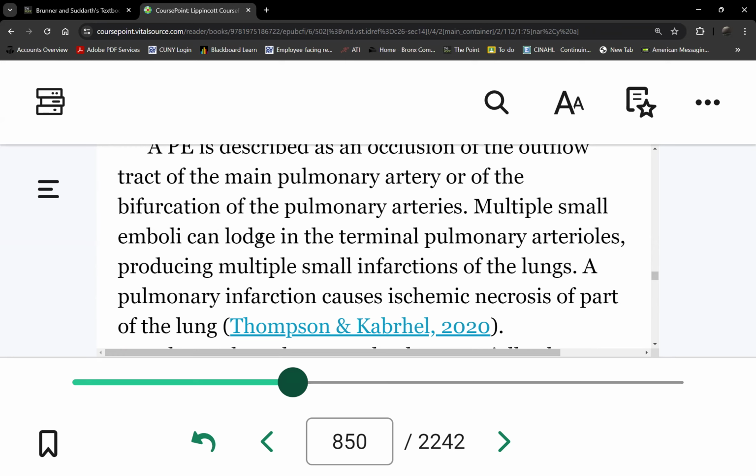Because the lungs are actually perfused by the bronchial arteries, which arise from the descending aorta. So the lungs do not get perfused via the pulmonary arteries. They are perfused via the bronchial arteries. Okay, so that's the reason. So can pulmonary infarction occur? Yes. However, it's extremely rare.